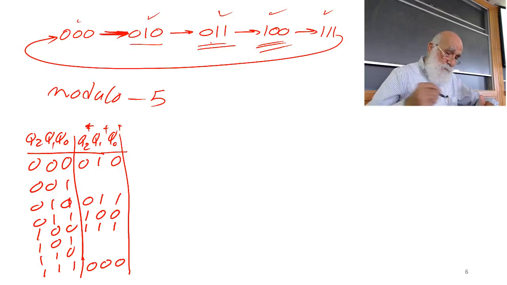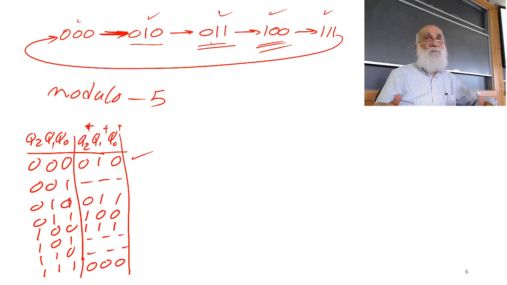Okay? So, 0 0 0 becomes 0 1 0, which is this one. 0 1 0 becomes 0 1 1. 0 1 1 becomes 1 0 0. 1 0 0 becomes 1 1 1, and so on. What happens to the rest of it? Well, the rest of it, I don't really care. The rest of it shouldn't even happen. I want to build this counter.